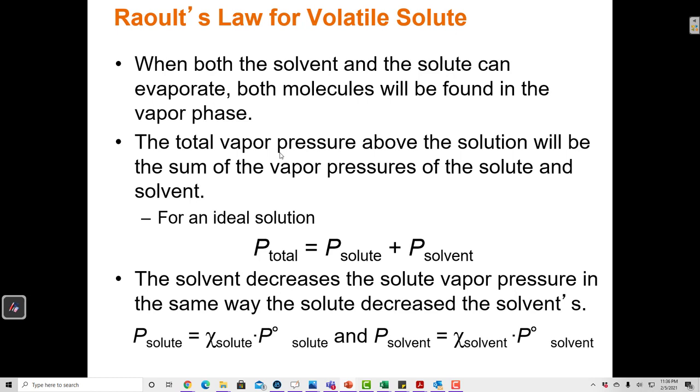The total vapor pressure above the solution is equal to the sum of the vapor pressure of the solute and the vapor pressure of the solvent. They're just added together. So for an ideal solution, that's the case. The total pressure equals the pressure of the solute plus the vapor pressure of the solvent. The solute decreases the solvent's vapor pressure, and the solvent decreases the solute's vapor pressure in the same way. So the pressure of the solute equals its mole fraction times the normal pressure of the solute. So this will be affected by how much solute there is. And the pressure of the solvent equals the mole fraction of the solvent times its normal pressure. So if the mole fraction of the solvent is higher, then this will be affected less.